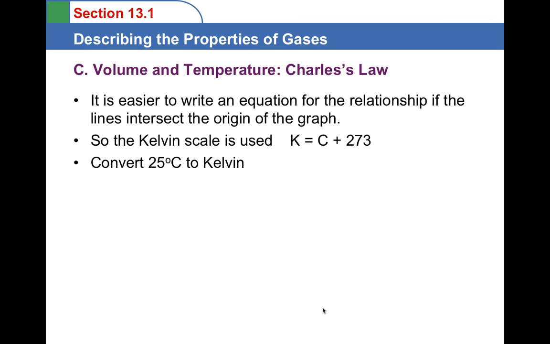So we need to use Kelvins. Writing the equations for the graph, we don't need negative values. We use the Kelvin scale whenever we are using gas laws. And the Kelvin scale, as I said, has no negative values. So to convert from degrees Celsius to Kelvins, you're just going to add 273 to it. And that gives you the number of Kelvins.